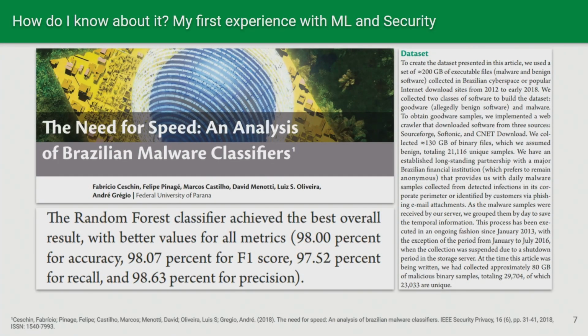OK, but how do I know about it? When I built my first malware detector with machine learning back in my master's, the questions were the same as any machine learning task. Which data set to use, what features, which models, what metrics. After some research and experiment, I ended up publishing a paper where I achieved 98% of accuracy. Seems good, right?